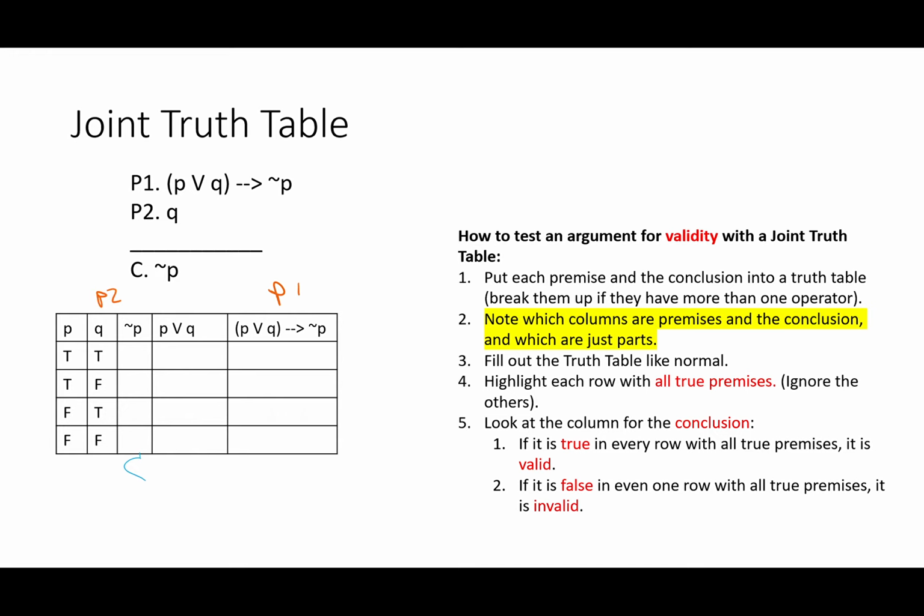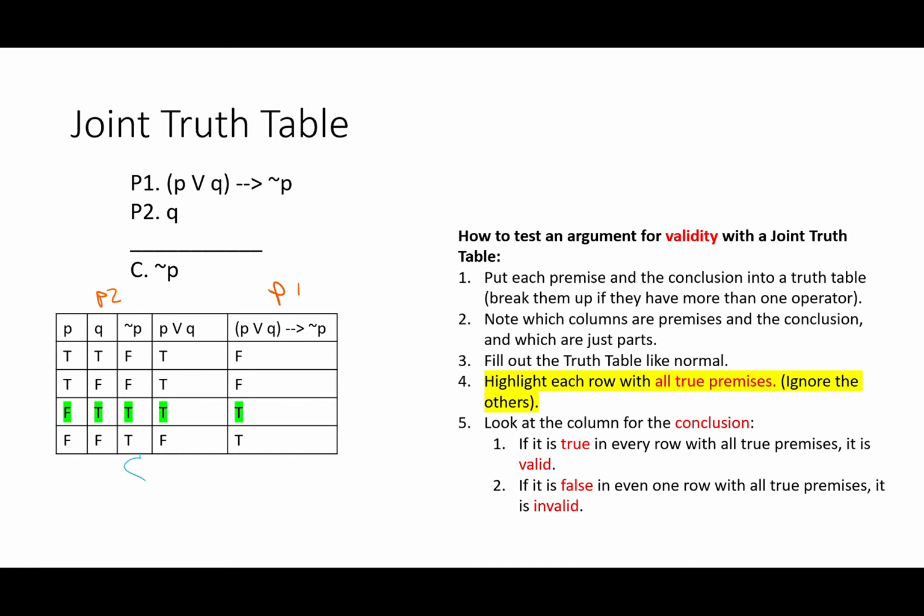Step 2, note which columns are premises and which is the conclusion, which are just parts. Premise 1 is our last column, premise 2 is Q, and our conclusion is not P. P or Q is just a part. We won't be concerned with its truth or falsity after we're done filling out the truth table. We fill in the values for not P, P or Q, and for our last column, premise 1.